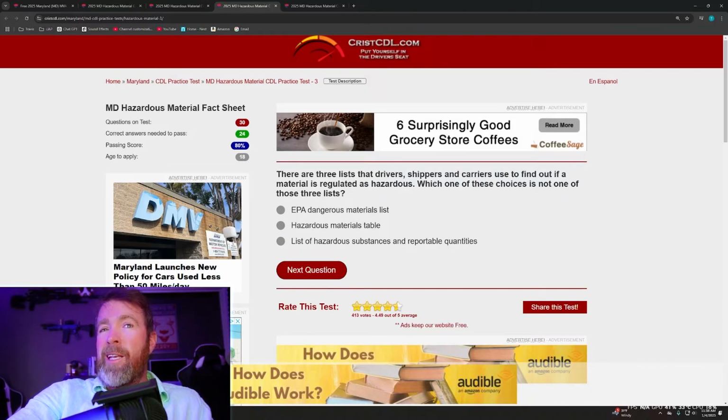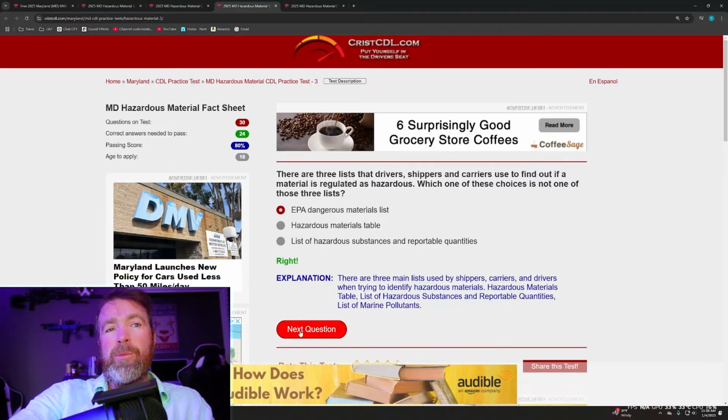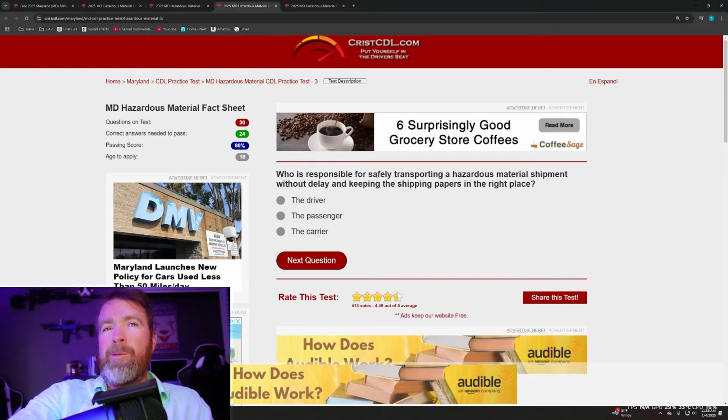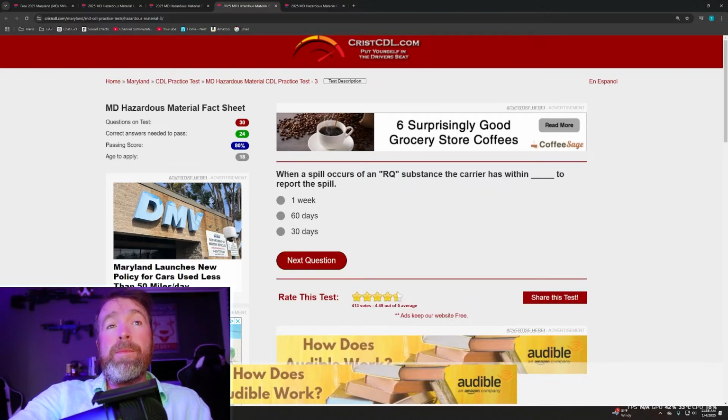There are 3 lists that drivers, shippers, and carriers use to find out if a material is regulated as hazardous. Which one of these choices is not one of those 3 lists? The EPA dangerous material list. Who is responsible for safely transporting a hazardous material shipment without delay and keeping the shipping papers in the right place? The driver. When there is a spill of an RQ substance, the carrier has how many days to report the spill? 30 days.